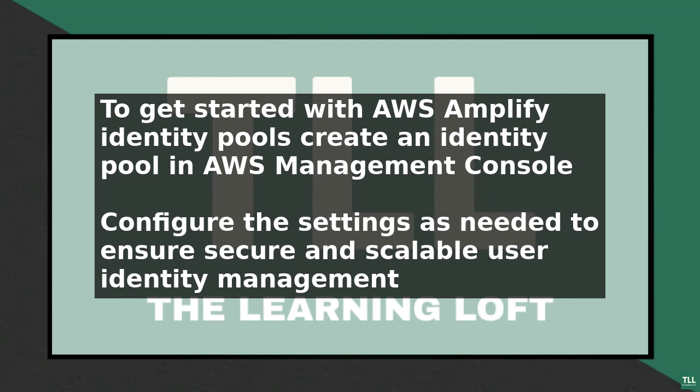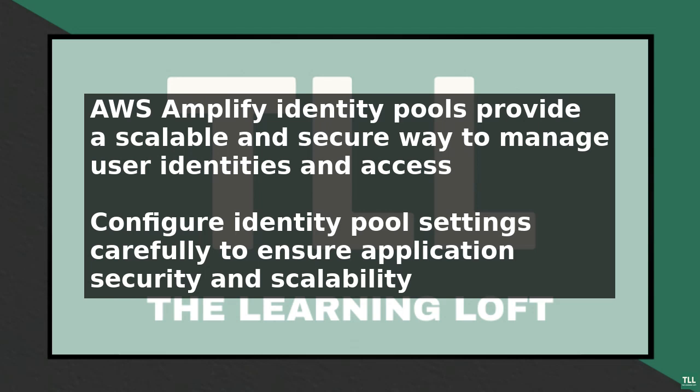To illustrate this concept, let's consider a practical example. Suppose you're building a mobile application that allows users to upload photos to S3. To do this securely, you can use an AWS Amplify identity pool to manage user identities and provide temporary AWS credentials for access to S3.